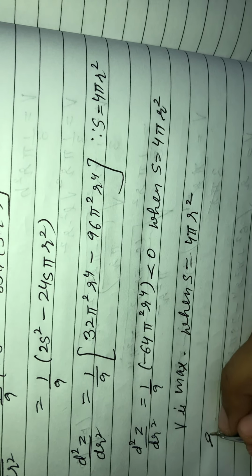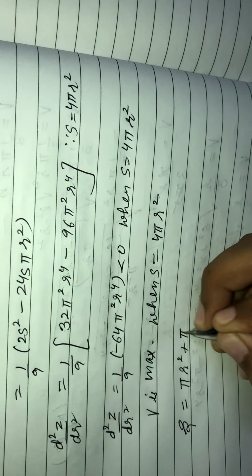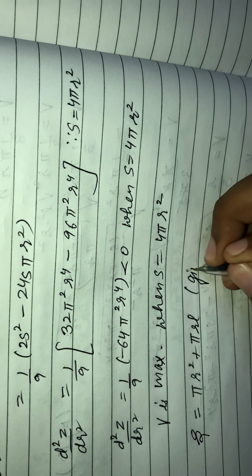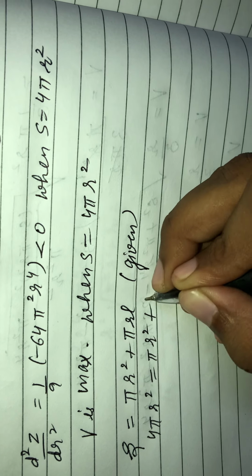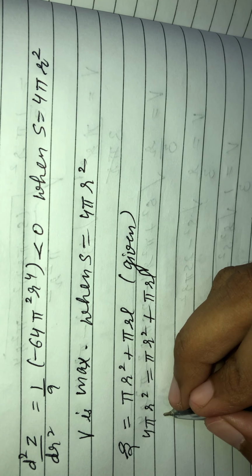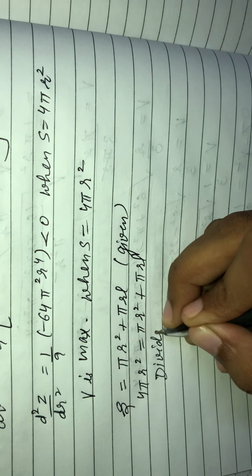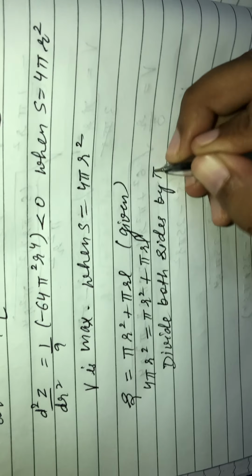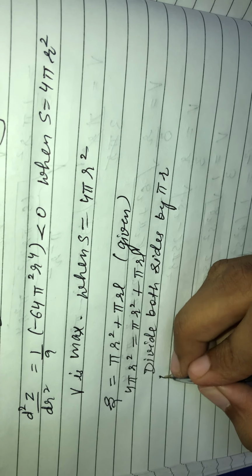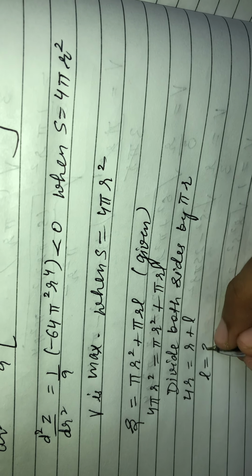So now if I talk about surface area of cone. Surface area of cone is what? Pi r square plus pi r l. You are aware? Why I am doing this? I'll tell you. Put the value of s. This will become 4 pi r square plus pi r l. So from here, dividing both sides by pi r, you will be getting 4r equals r plus l. So from here, the value of l is 3r.